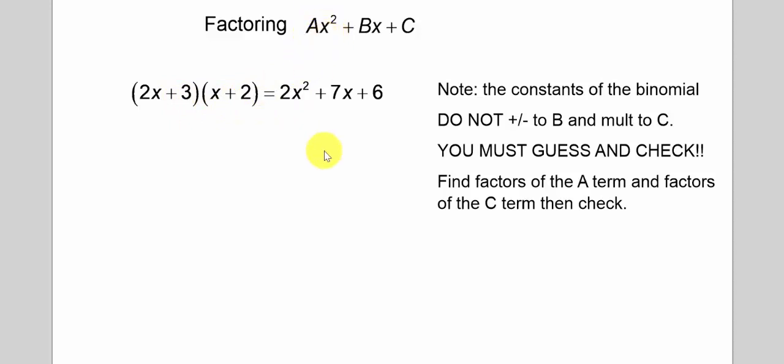So what we're going to have to do on any problem like this is identify the factors of the a term, which is a 2 in this case, and the factors of the c term, which is a 6 in this case. And then we can either do a method of guess and check, which I'll do for some instances, or there's another method we'll use that I'll show you as well. So let's take a look.